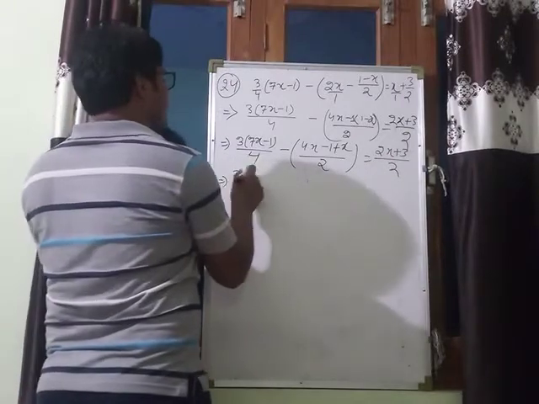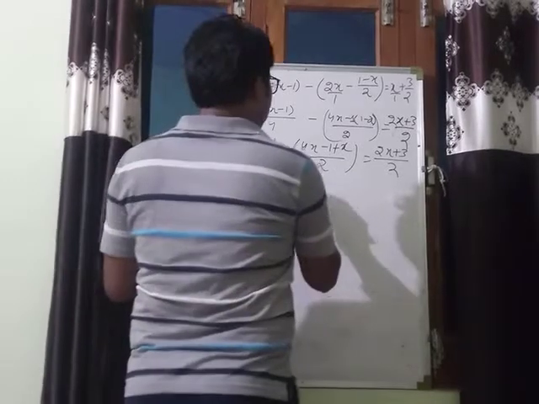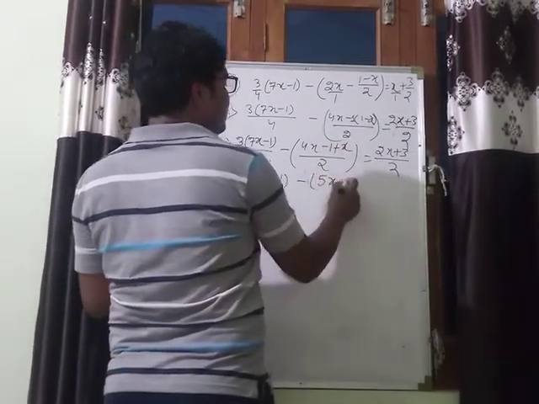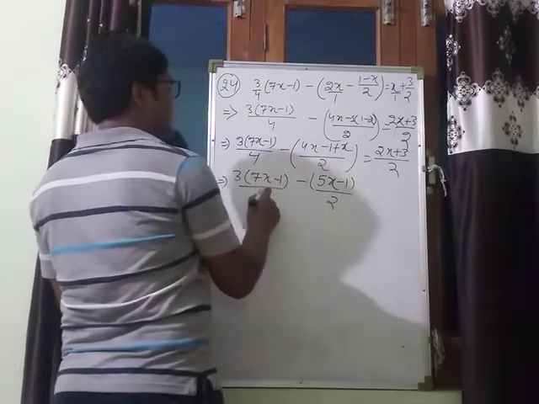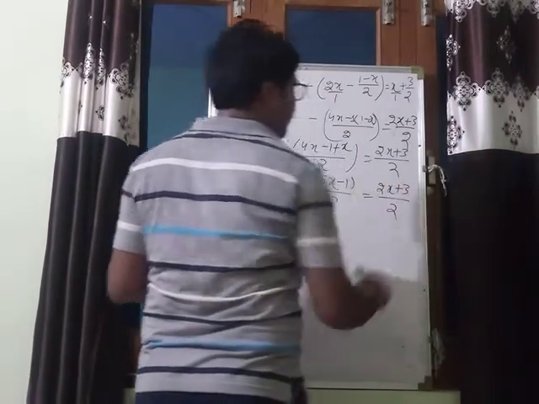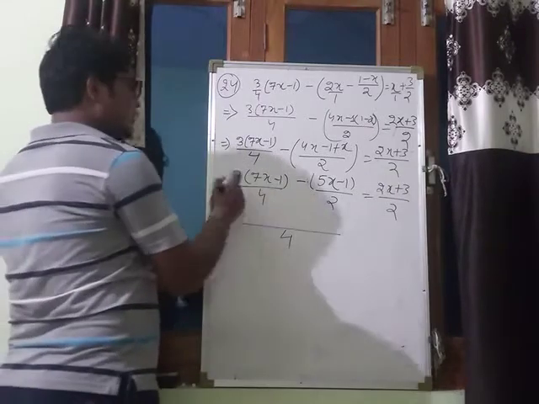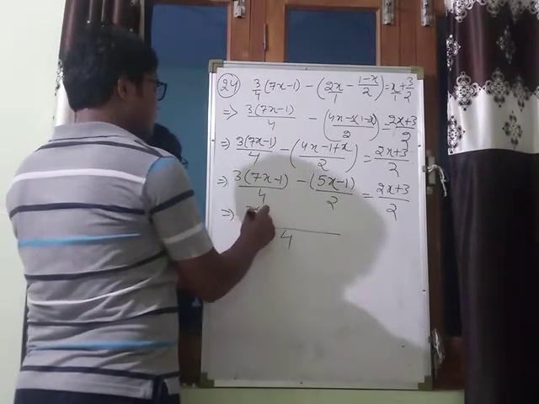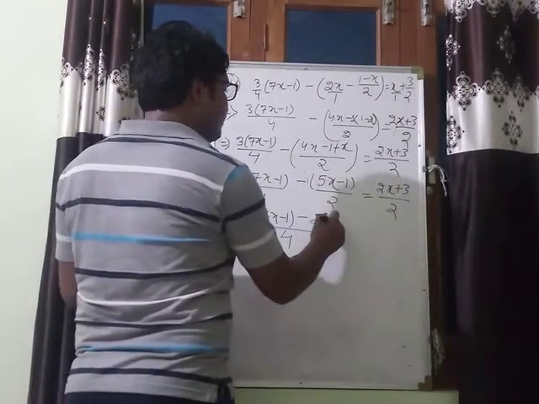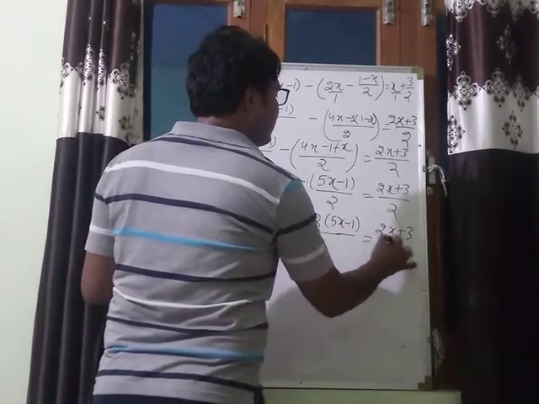So we have 3 (7x minus 1) minus, this is 4x plus x, 5x, and minus 1 upon 2 here and upon 4 here, that is 2x plus 3 by 2. So what is the LCM here? LCM is 4. So 4 1 is 4, that will be 3 into (7x minus 1) minus 2 into (5x minus 1), upon 4, that is equal to (2x plus 3) upon 2.